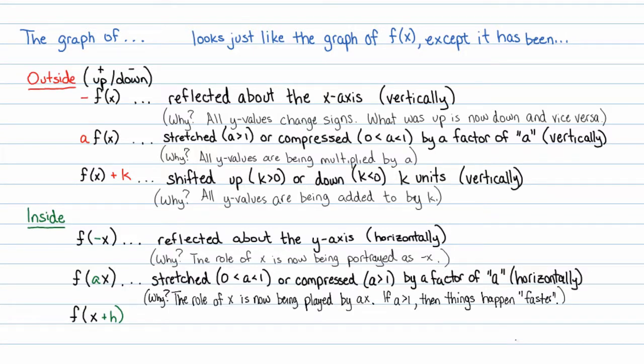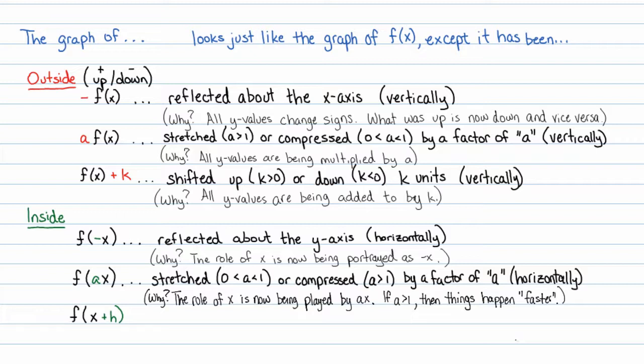And if you thought that was tough, just read this one. The role of x is now being played by a times x. And for example, if a is greater than 1, like 3, let's say, then things are happening 3 times faster. In other words, when you plug in x equals 1, the function doesn't think you're plugging in 1, it thinks you're plugging in 3.